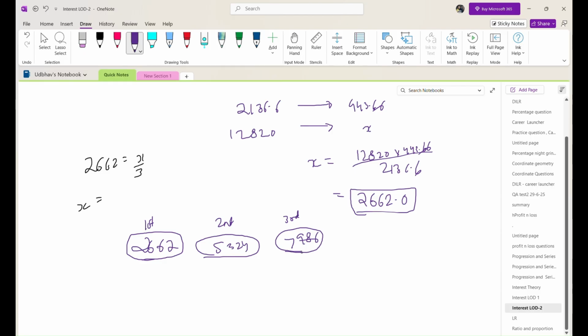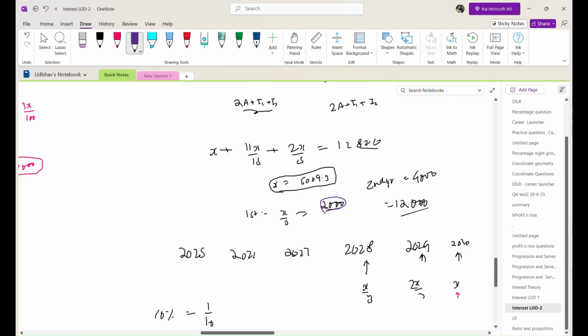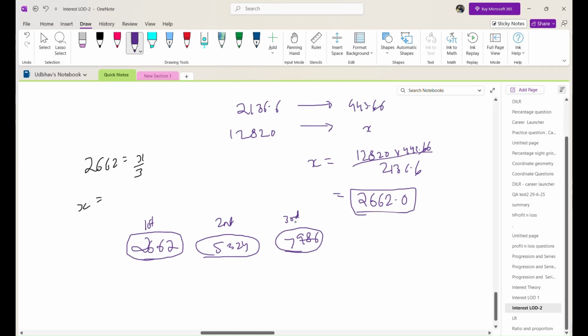One is 2662, one is 5324, and one is 7986. But when we were paying before the time, it was 2000, 4000, 6000. So can you find the total amount that we have to pay? We can just add it. 2662 plus 5324 plus 7986 comes out to be 15,972. So to now repay the debt of 12,820, we have to pay around 16,000 rupees.